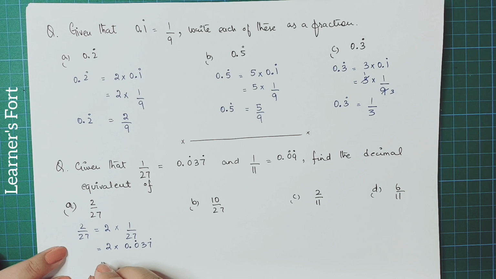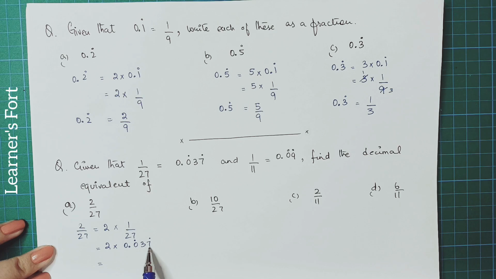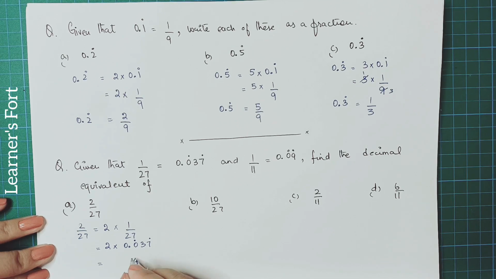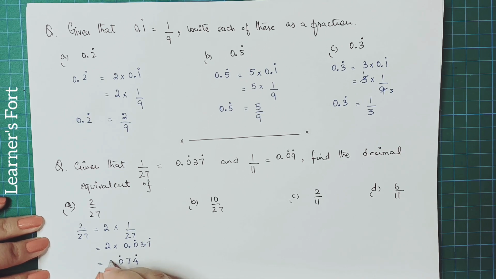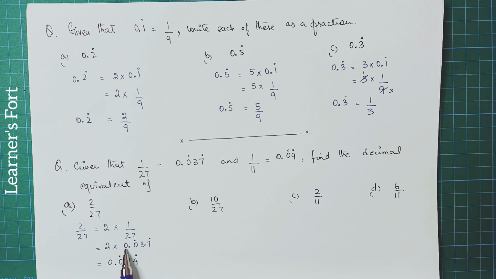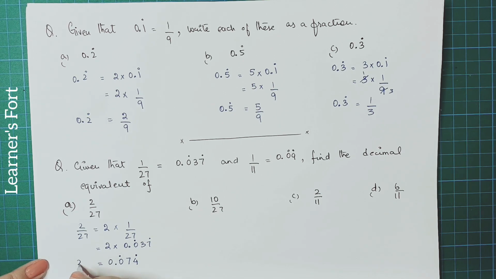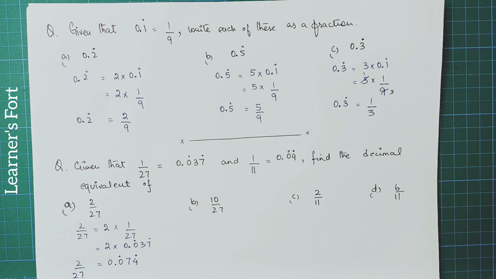right? Which can also be written as, when 2 is multiplied by 7 we get 14, so we get 4, and when 2 is multiplied by 3 it gives 6, but we have one carry from 14, so it will become 7, and when 2 is multiplied by 0 it will give 0, and then 0 multiplied by 0. So when we multiply 2 with 0.037, we will be left with 0.074, which is the value of 2 upon 27.